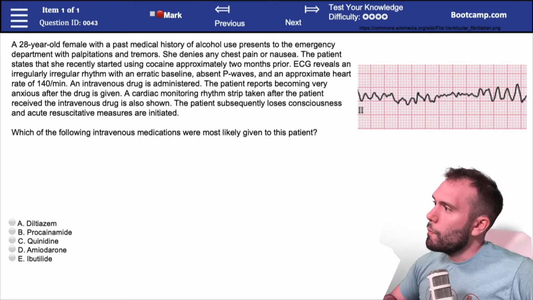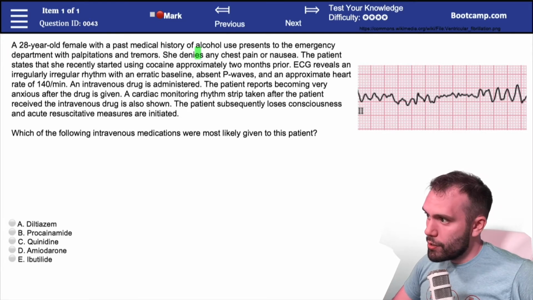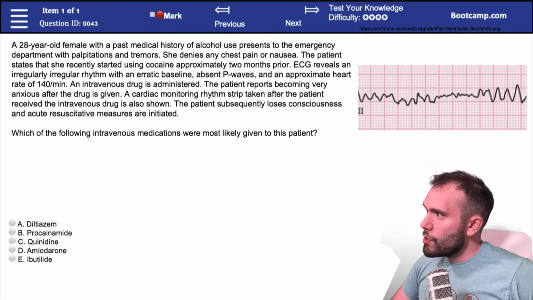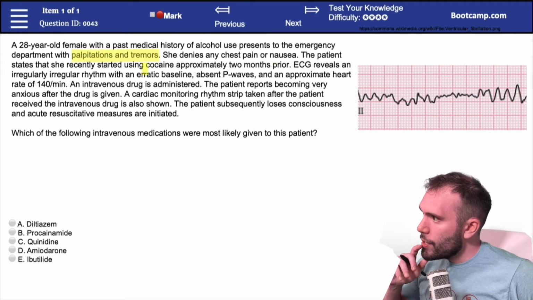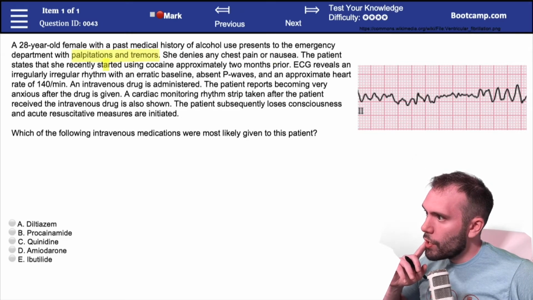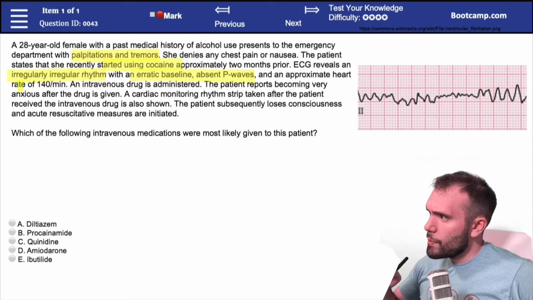Okay, so we've got a 28-year-old female with past medical history of alcohol use, presenting to the emergency department with palpitations and tremors. She denies any chest pain or nausea. The patient states that she recently started using cocaine, approximately 2 months prior. EKG reveals an irregular rhythm with an erratic baseline and absent P waves, and she has an approximate heart rate of 140, okay?